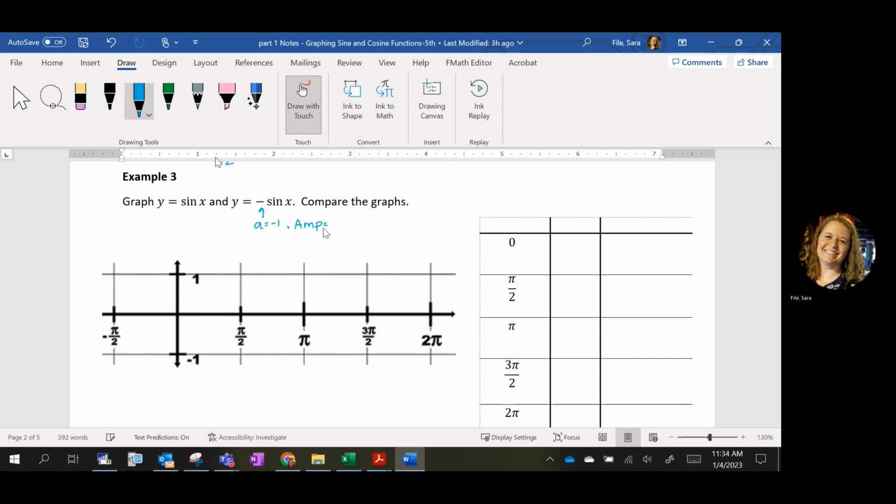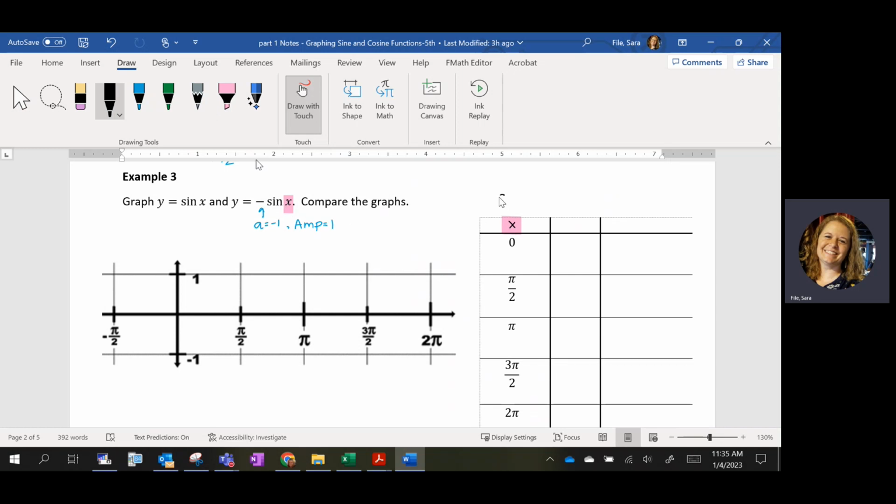Say it again. Not negative. Amplitude is 1 because the amplitude is the absolute value of A. So it's still 1, same as the parent function. So the amplitude doesn't change. And what I'm taking sine of is already x, so there's not going to be any change to my period.